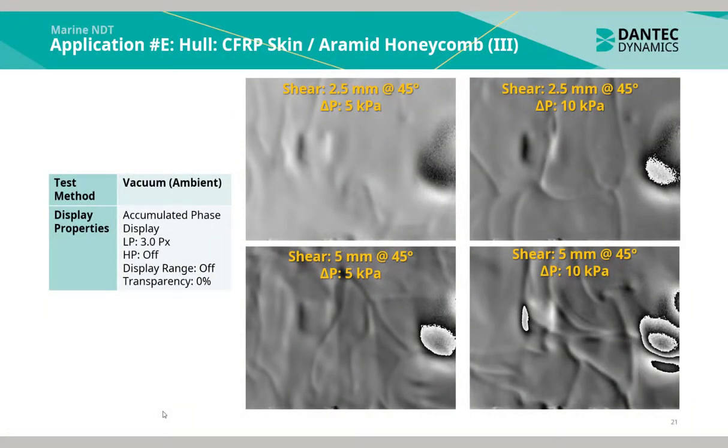Using vacuum ambient excitation with a shear setting of 2.5 mm and 5 mm with a pressure differential of 5 and 10 kilopascals, we can see the presence of 1, 2, and 3 indications.